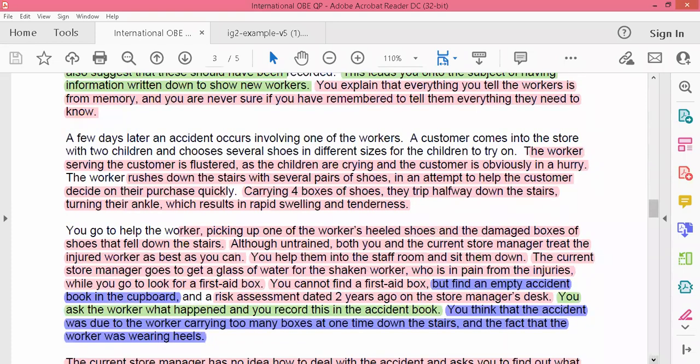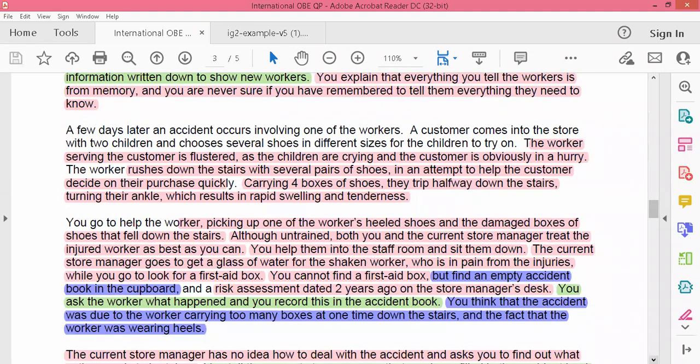A few days later, an accident occurred involving one of the workers. I already told you that an accident or near miss will happen; in every scenario, this may happen. A customer comes into the store with two children and chooses several shoes in different sizes for the children to try on. The worker serving the customer is flustered as the children are crying and the customer is obviously in a hurry. The worker was in a big hurry because the customer's children were crying.